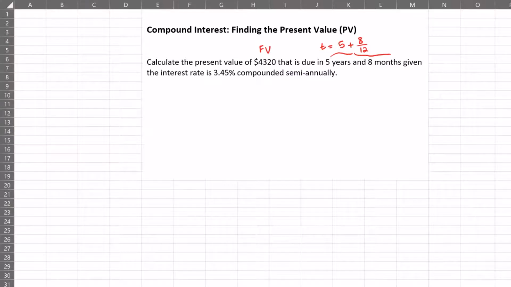The interest rate, this is your nominal interest rate, J, 3.45%. And the interest is compounded semi-annually. It means every 6 months. That makes it twice per year. So M is 2. Now let's enter these numbers into the sheet.